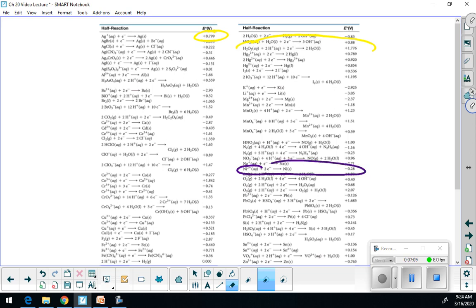Nickel is a negative 0.28 volts for my nickel. And then what was my other iron? Iron, Fe, iron. Make sure you get the right Fe. Iron going to solid iron is a negative 0.440 volts. Now I remember. Cool. Here we go.